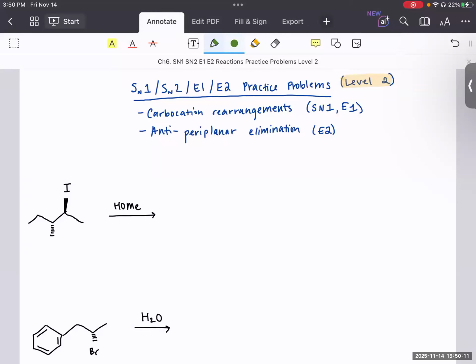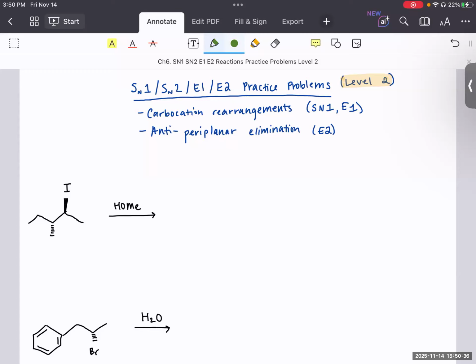All right, so this is going to be the practice problems level 2 for the class of reactions of SN1 through E2. And in this video, we're going to be focusing on practice problems that have either rearrangements, so carbocation rearrangements that happen through hydride shifts or methyl shifts. And then we're also going to be taking a closer look at how to draw products for E2 reactions when we have an antiperiplanar elimination.